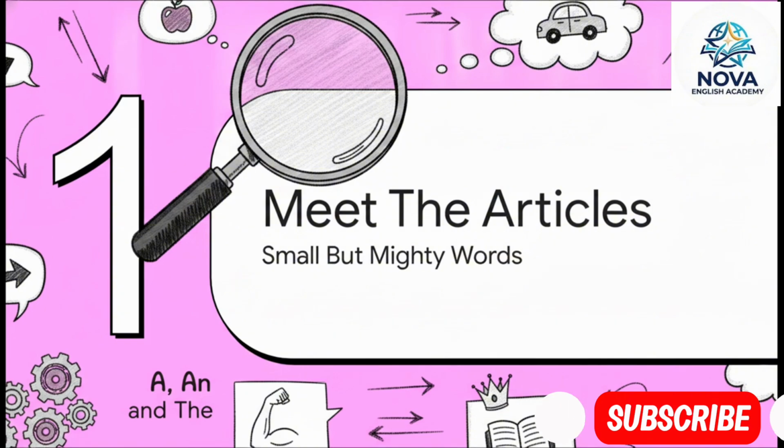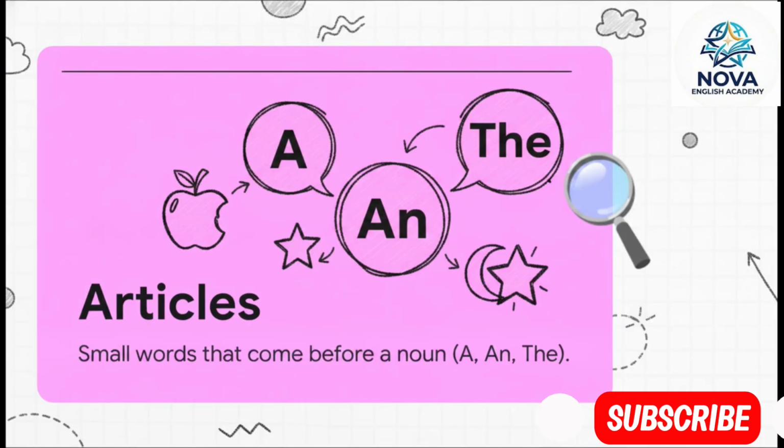Meet the articles, the small but mighty words. So, what actually is an article? Well, they're simply small words that come right before a noun. In English, we're basically dealing with the big three, a, an, and the. Their entire job is to sit right there in front of a noun and give us some vital clues about what kind of thing we're actually dealing with. Let's see how this builds.